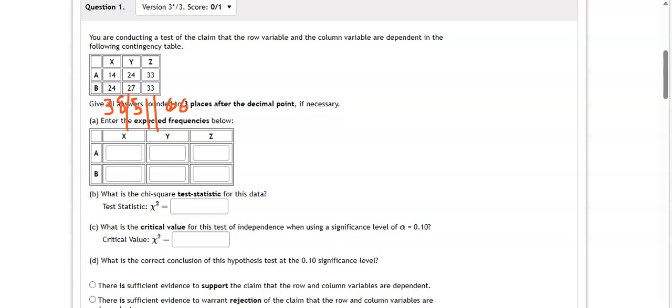Now I'm going to total going across. So let's see, 14, 24, and 33 is 71. And then 24, 27, and 33 is 84.